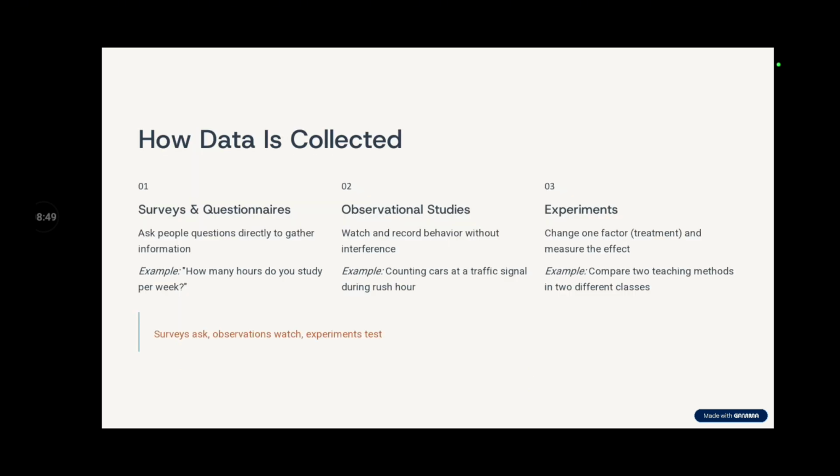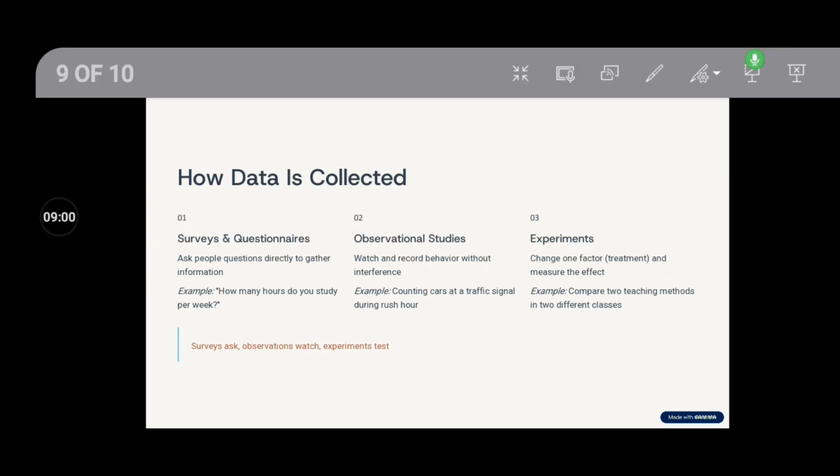How data is collected, remember this in statistics, is very important. Number one, surveys and questioning. We go to different people and ask them questions directly, and we note down the information. For example, if we do a survey on our students, we will not go to all the students in a university, college, or school. Instead, we will go to some of the students and ask them how many hours they study per week.